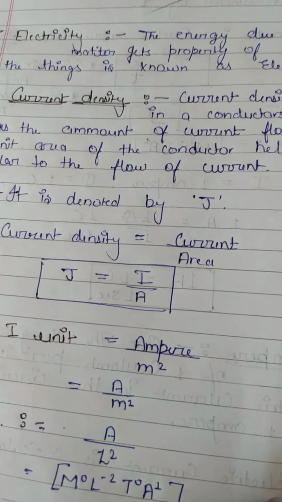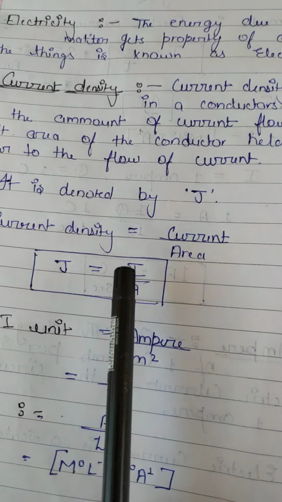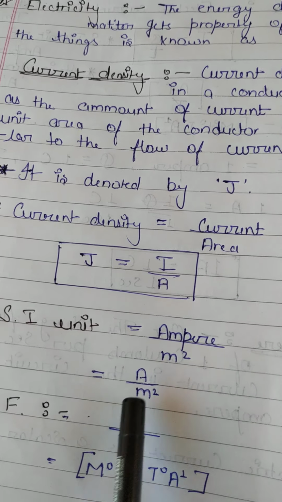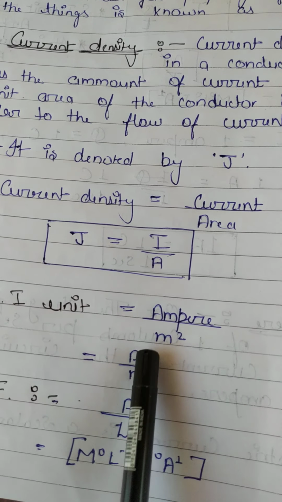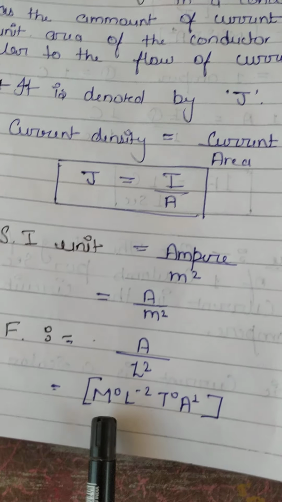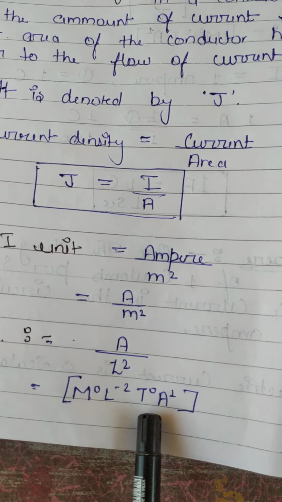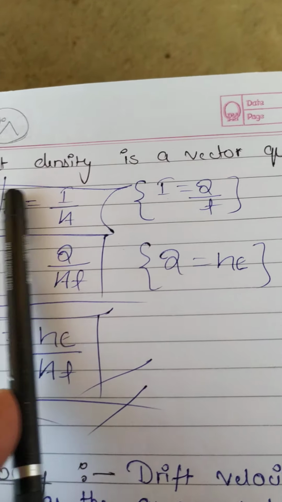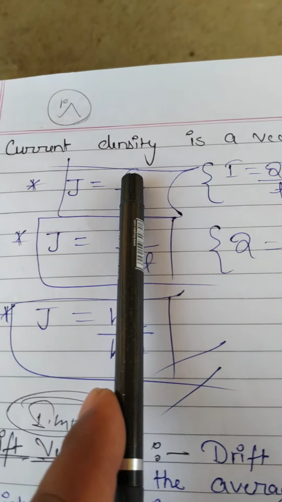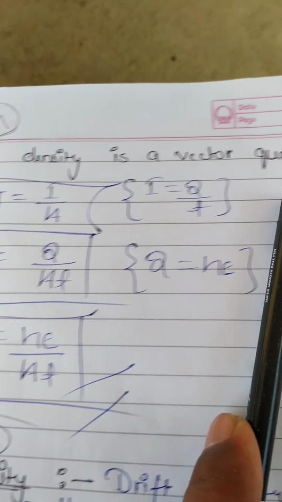Its SI unit: current in ampere, area in meter square, so ampere per meter square. Dimensional formula: ampere is A, meter square means L squared, so M0 L-2 T0 A1. Important: current density is a vector quantity.